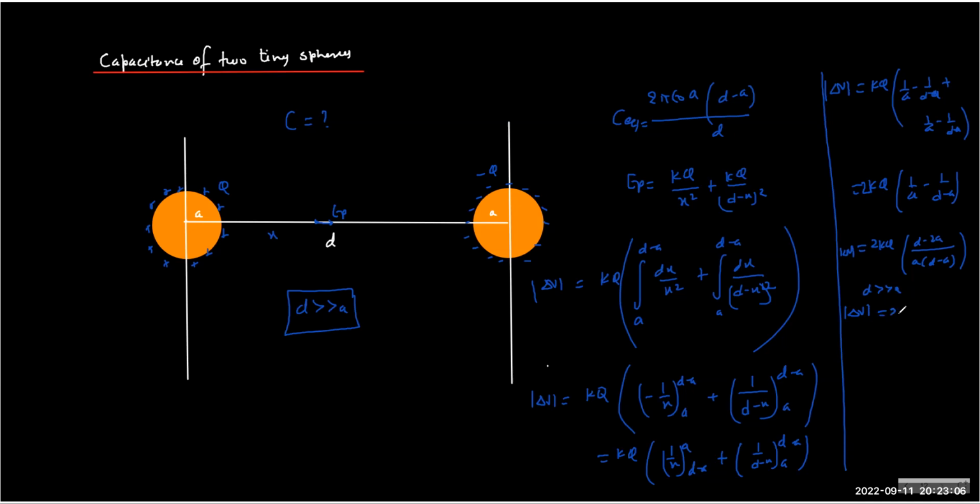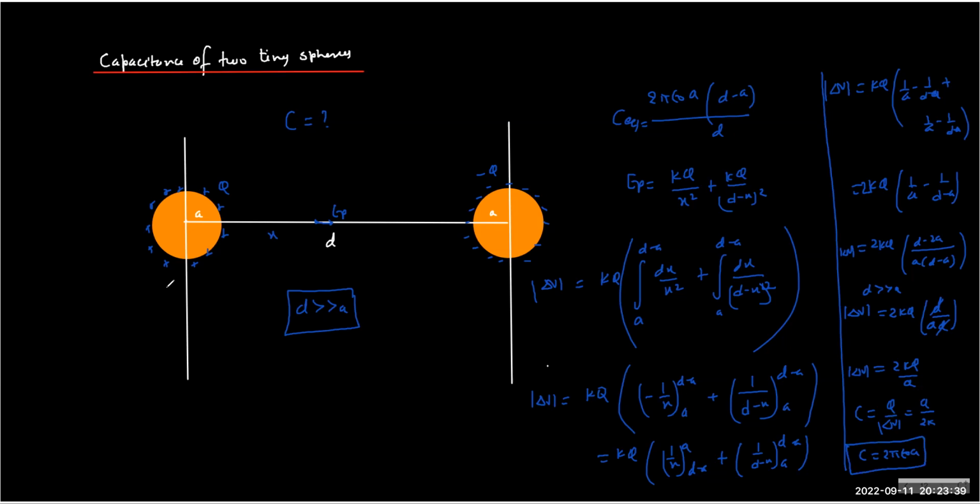And if you do that, you get 2kQ, and d is much bigger than a, so it is d by ad. d cancels out, so what you get is 2kQ by a, and the C is Q by delta V, which is a by 2. The answer is 2 pi epsilon naught a. Which is pretty easy. You can do this directly without doing any of this.